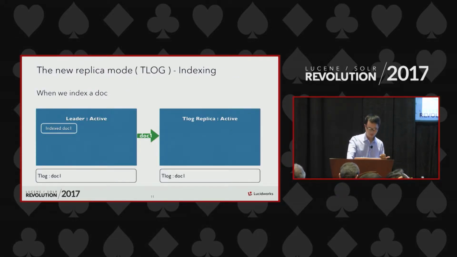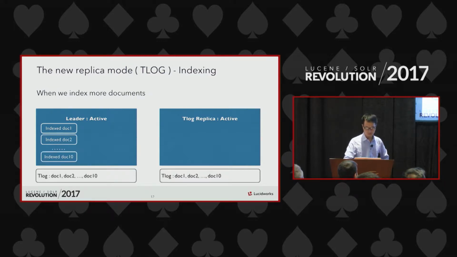So, for example, we still have a collection with 1 shard and 2 replicas. When we index a doc, the leader will index that doc locally, append the document to its T-log, and send out that document to the T-log replica. The T-log replica will append that document to its T-log without indexing that document locally. As you can see here, the replica does not have the rectangle for doc1. When we index more documents, the process is still the same, and documents stay in the leader's buffer. So in short, the leader behaves the same as nowadays, just the T-log replica acts differently.